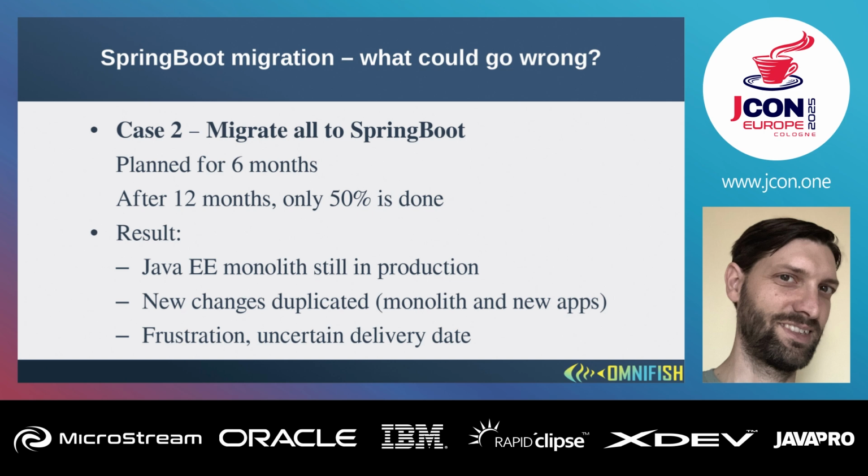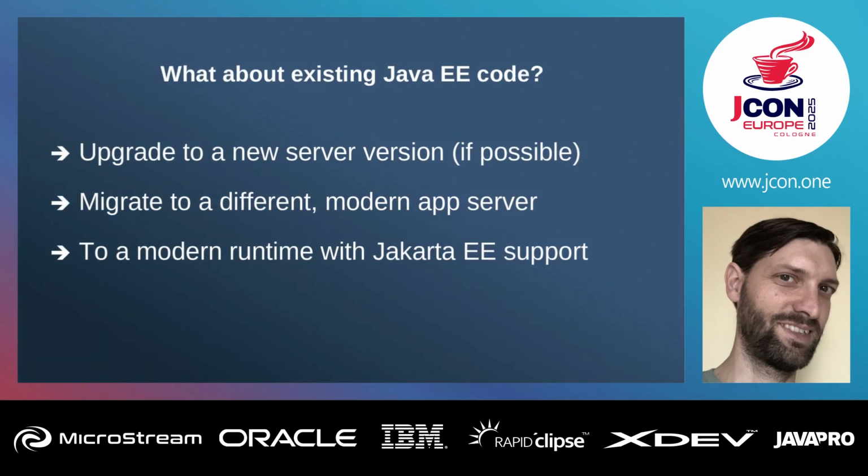It wasn't 6 months ago. It was planned for 6 months, so it was already 12 months ago. But they thought that in 6 months they will be done with it. After 12 months, they haven't finished. So you see, it's a real situation when it's risky to start with something that you think will be fast, but in reality it takes much longer.